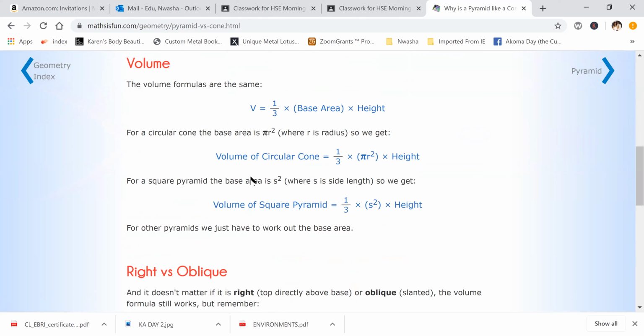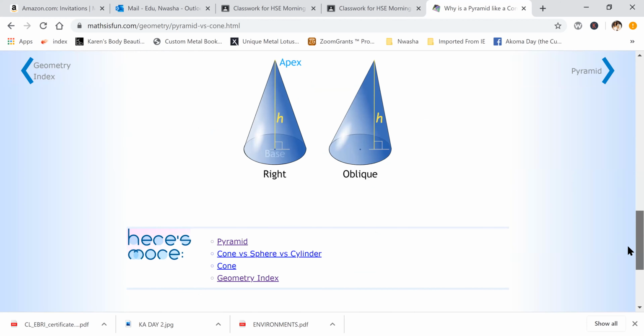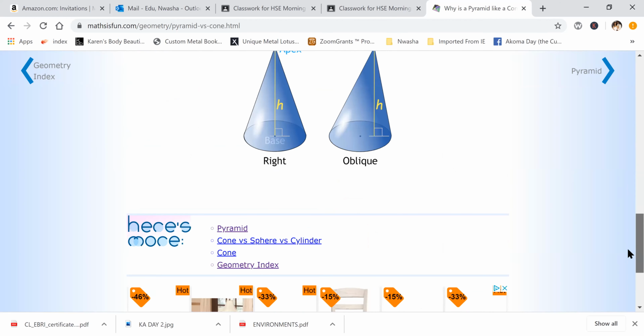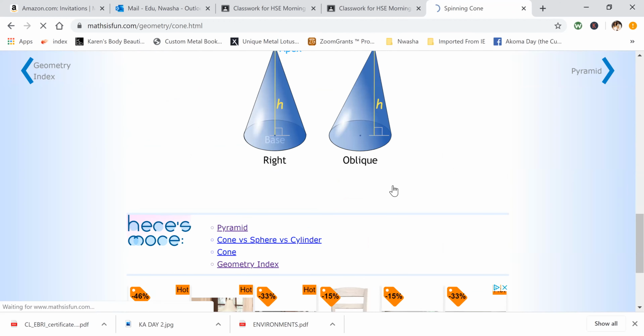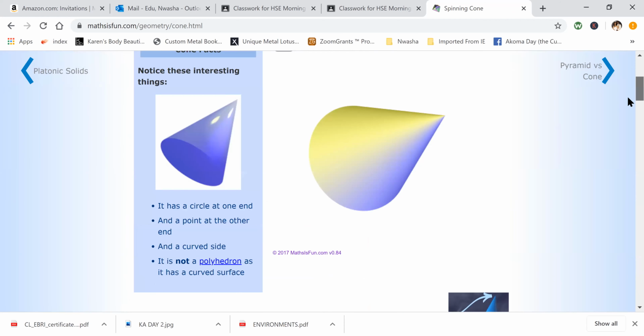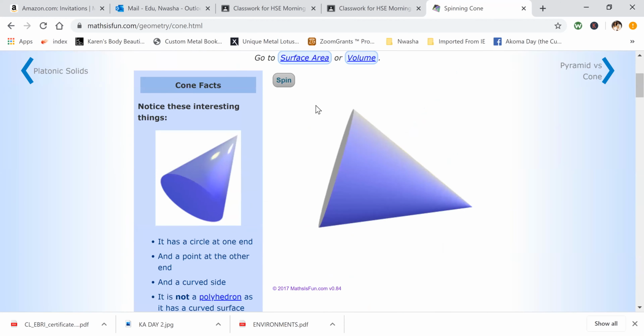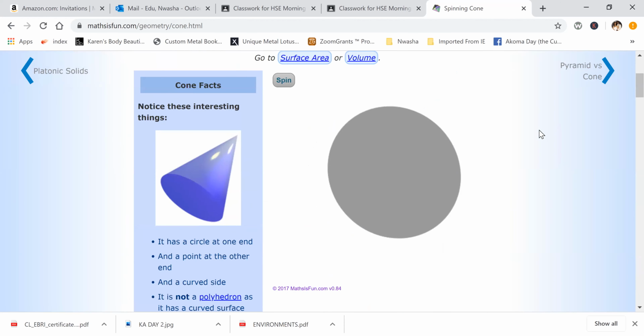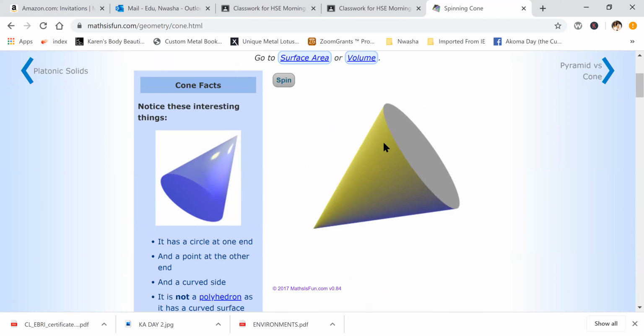For the square pyramid, the base is a square. So it's the side squared. And it's 1/3 the side squared times the height. So they're just trying to make a comparison. And then here is the cone. So this is what we're saying is a solid cone if you were playing with blocks.